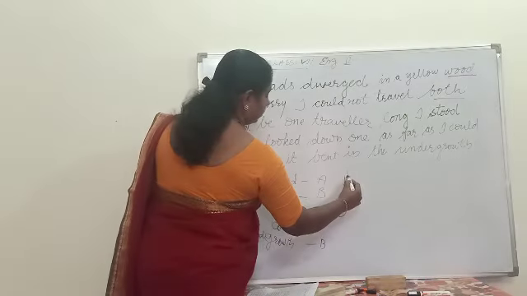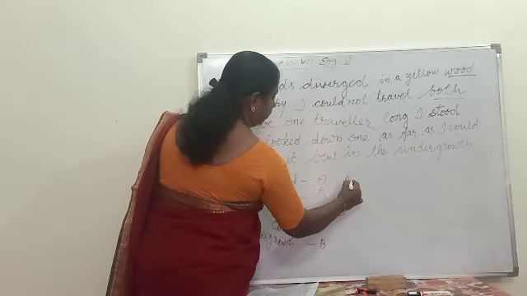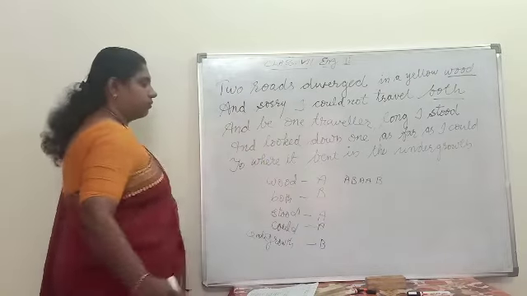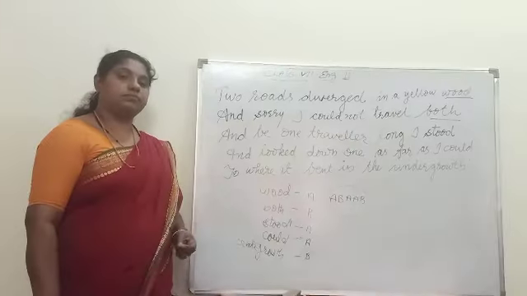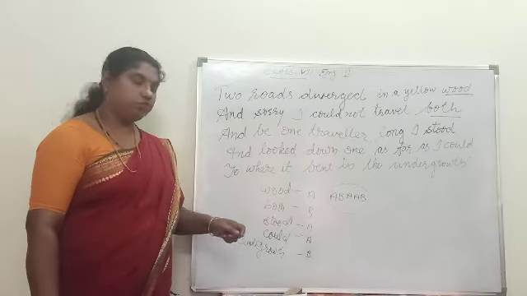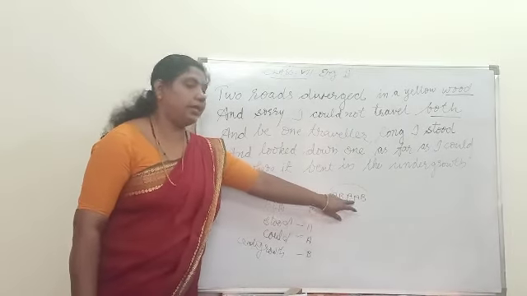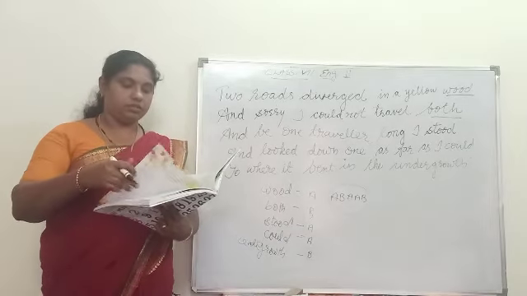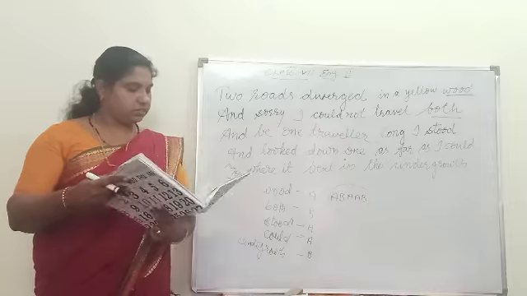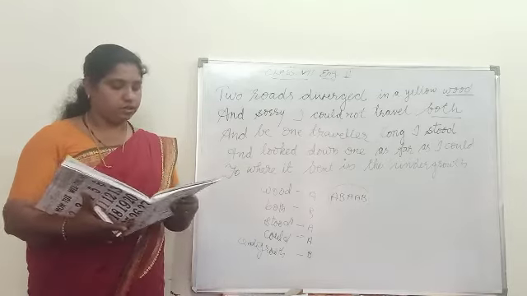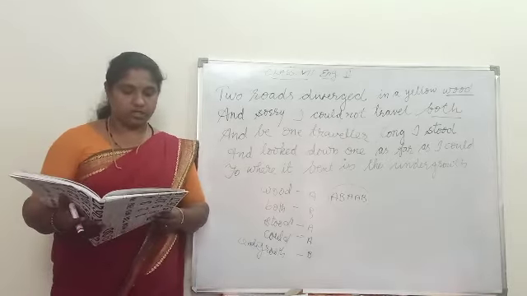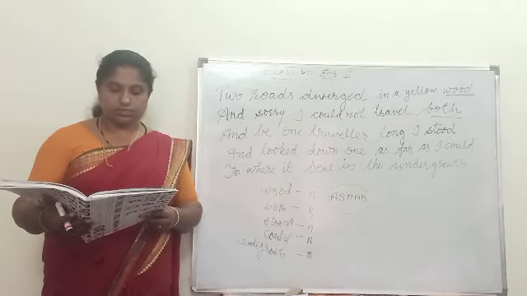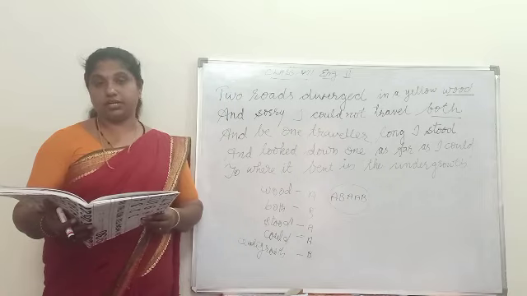It is A, B, A, B. So the rhyme scheme of the poem is A, B, A, B. So now we have discussed the question answers of the poem. First question, choose the correct option. What is the setting of the poem? Two options are there: an autumn day, a winter day.